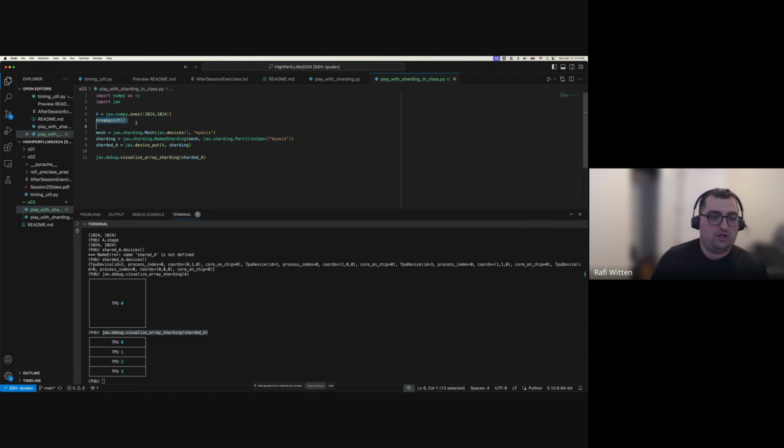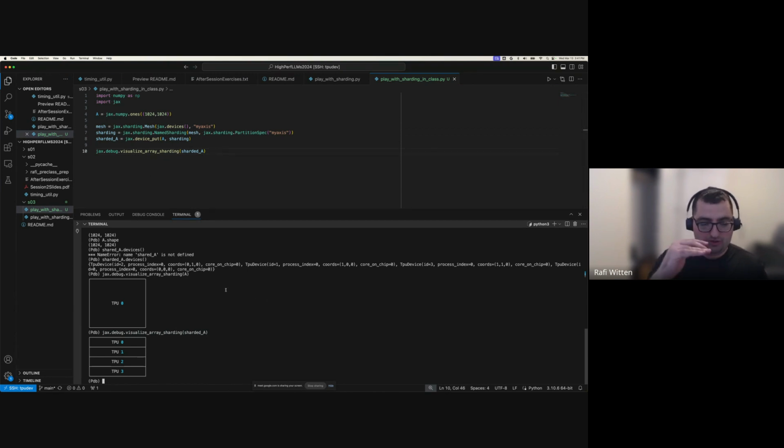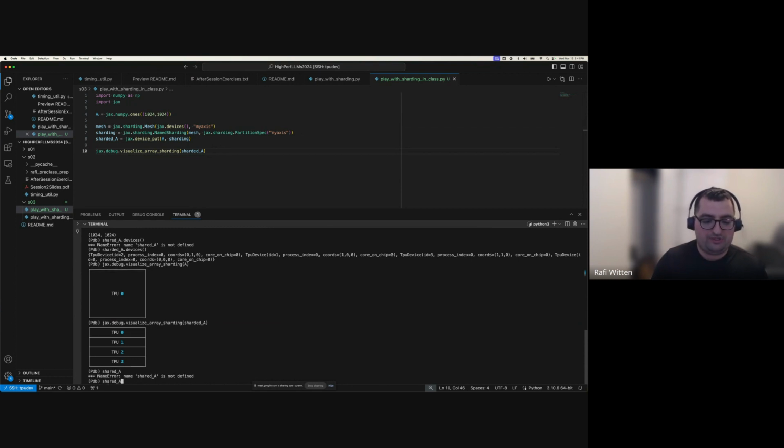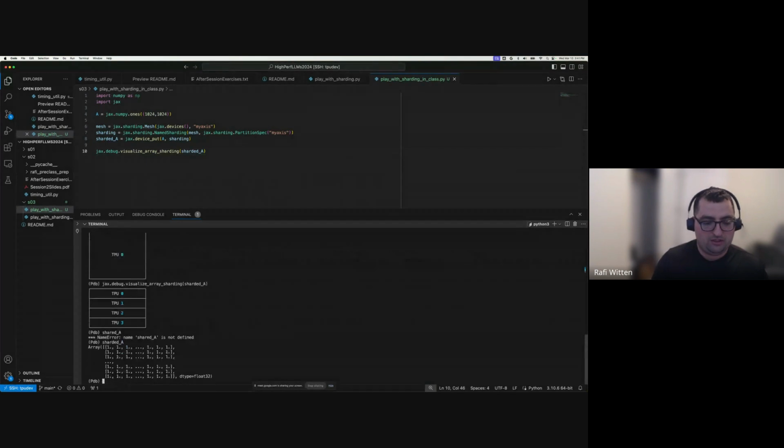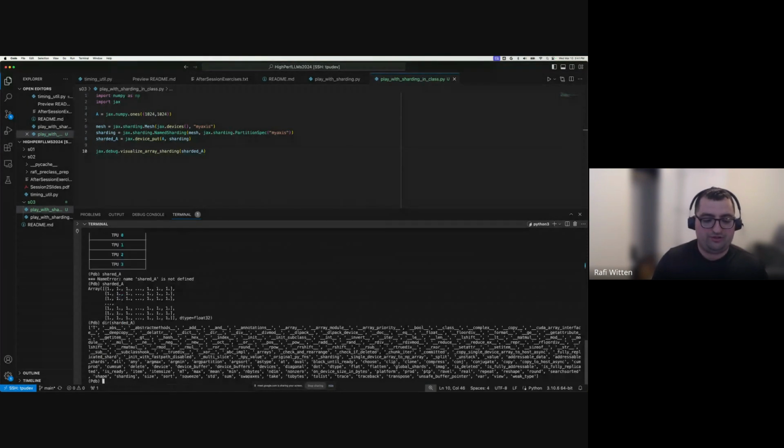Okay. And this is saying that this tensor, we've chunked. So one of each of the chunks on the horizontal axis is per tensor. If we do sharded A, we can actually go a little bit deeper. Let me just pull it up, sharded A. And I can never remember this, so I'll just pull it up.